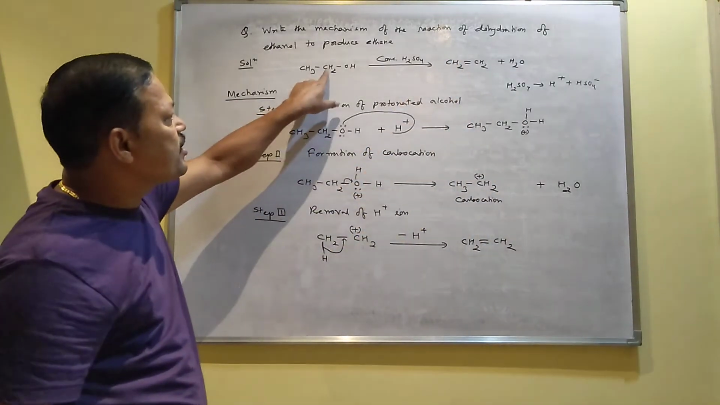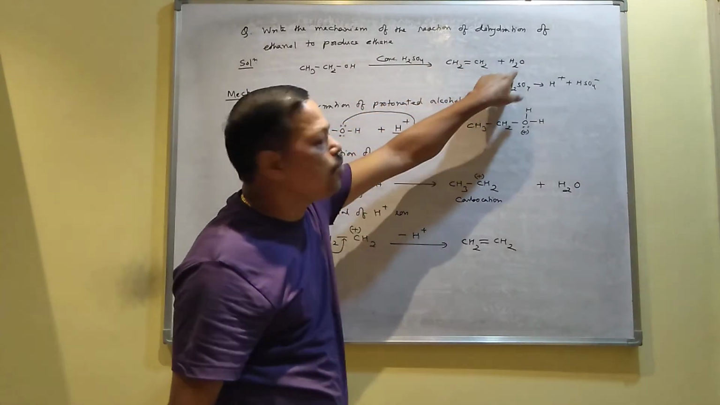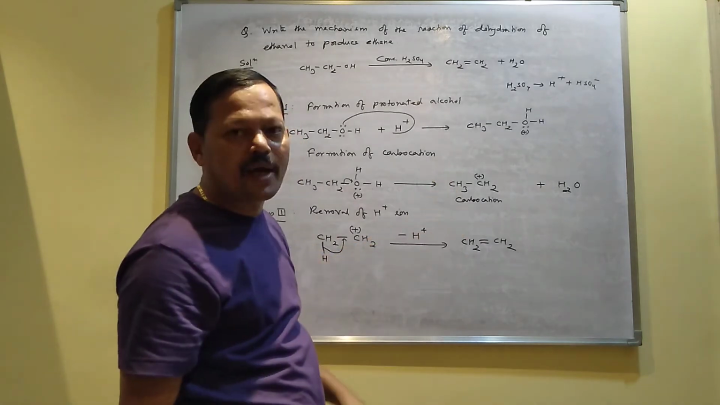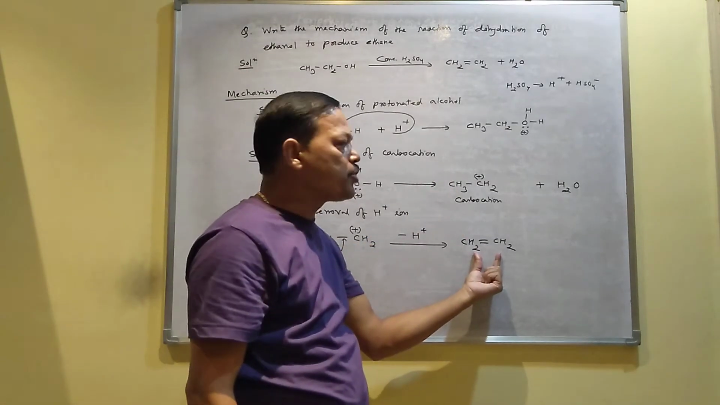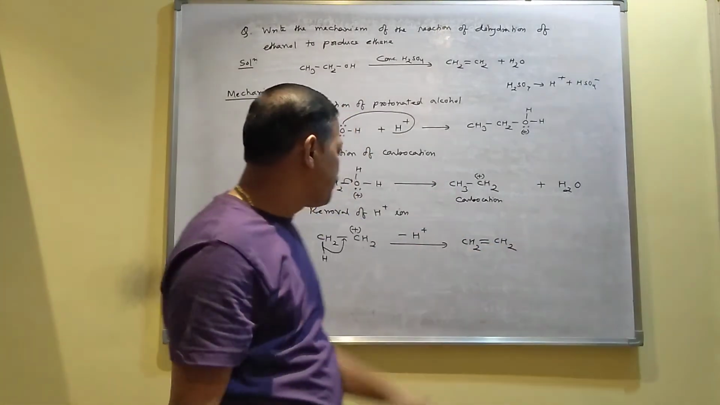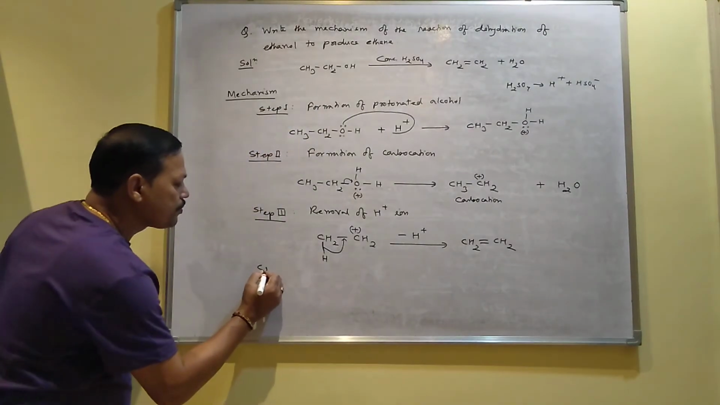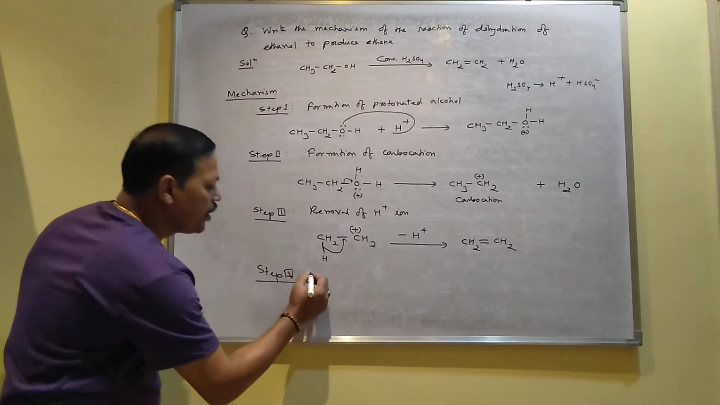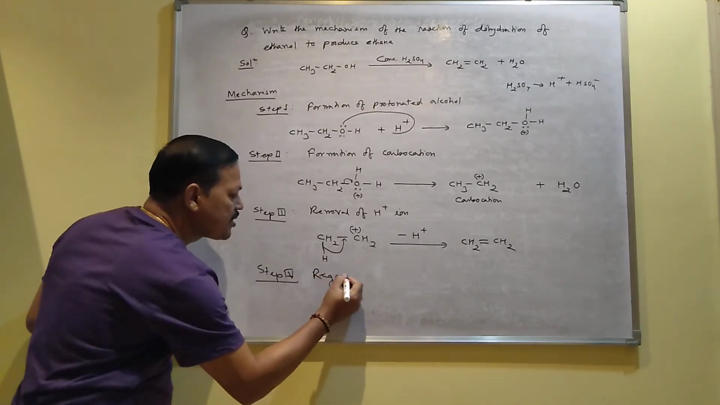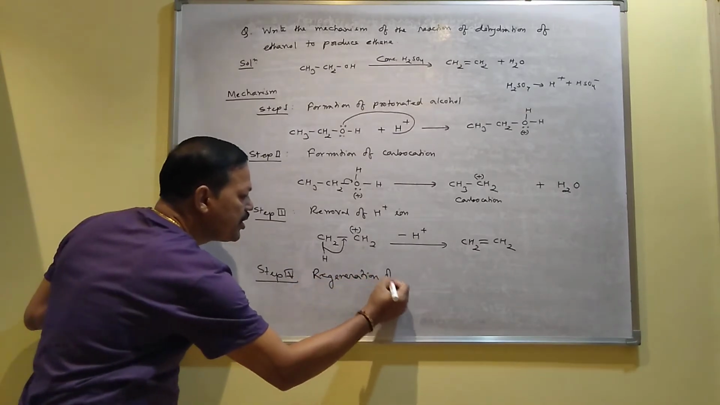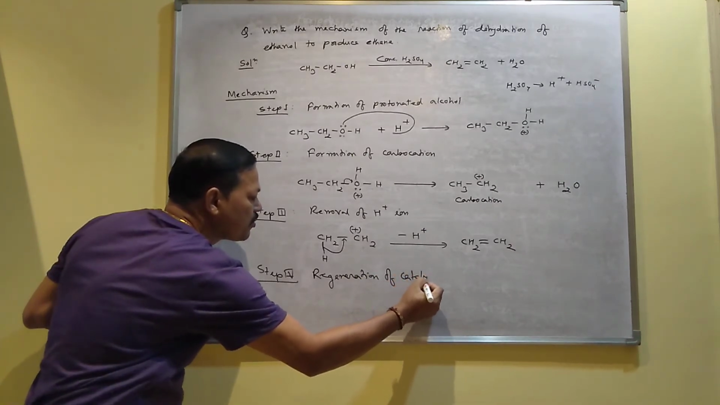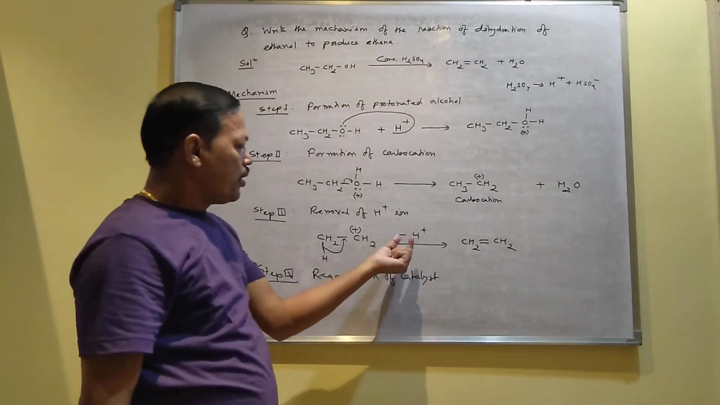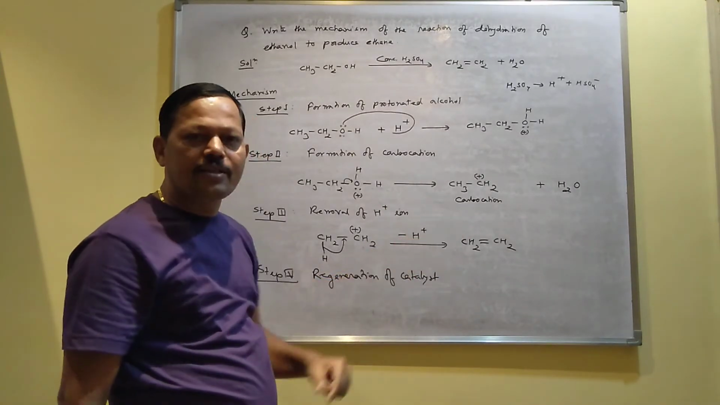So in the reaction, you have just written the product ethene and water, but how the products are produced, you can explain by drawing the mechanism. So alkene is produced this way, water is released this way. And in step 4, it is called regeneration of catalyst. In this step, now in the third step, one H plus ion is released.